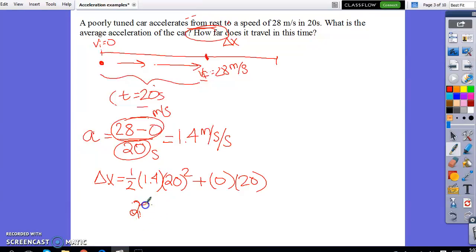Oh goodness, my pen. Now, 0 times 20 is 0, so that side basically goes away. So delta x is 280 meters. All right.